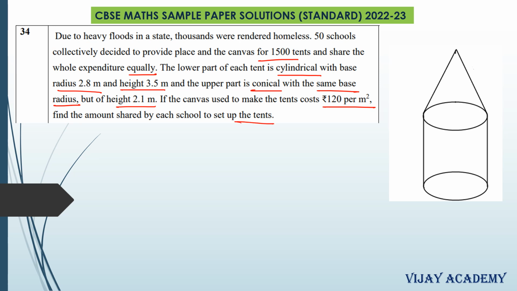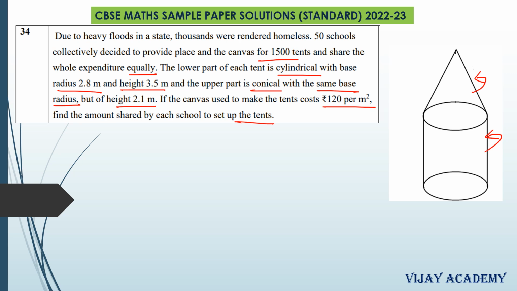So first we are supposed to find the area of canvas required to make one tent. Now look at the tent. Tent is in the shape of cylindrical at the bottom and conical at the top. Now to make each tent, we need the area of the canvas required, which is equal to the curved surface area of the cylinder and the curved surface area of the cone, since the bottom of the cylinder and top of the cylinder are not covered with the canvas. So now to find the area of the canvas required, we need to find the curved surface area of the cylinder and curved surface area of the cone.